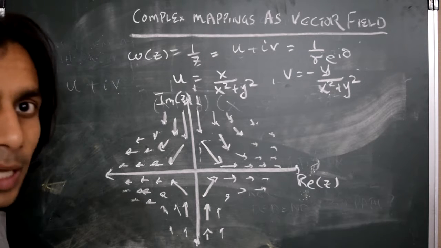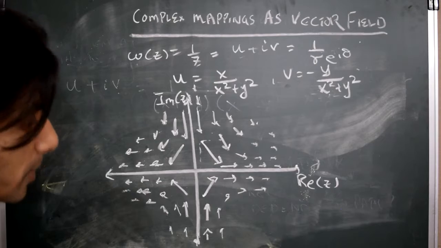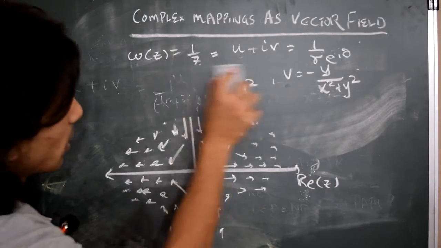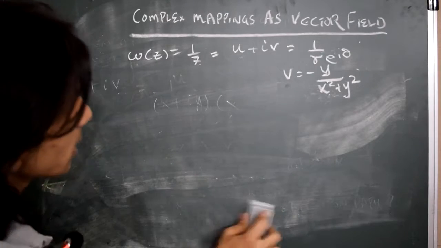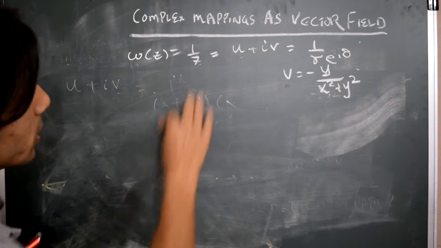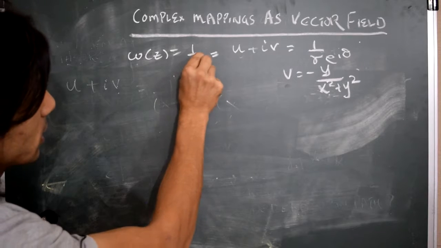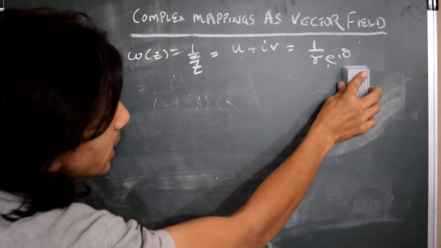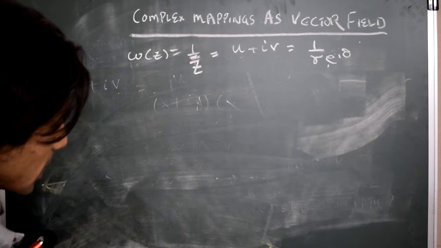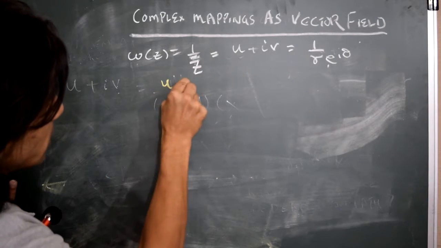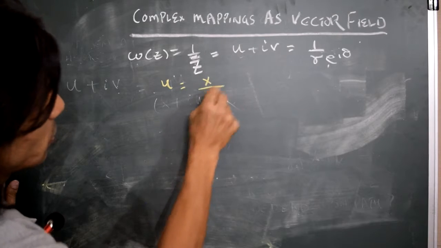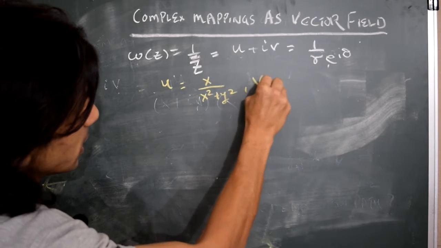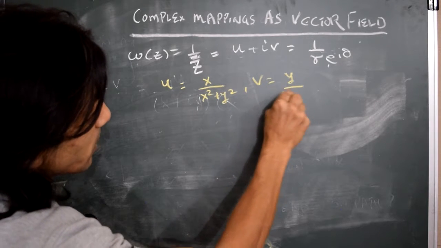Another interesting example that is very useful to talk about right now is associated with this particular complex mapping, which is w(z) equals 1 over z bar, or the conjugate of z. And in this case, just like the algebra we just did, the u component will essentially come out to be x divided by x squared plus y squared, whereas v will be y divided by x squared plus y squared.